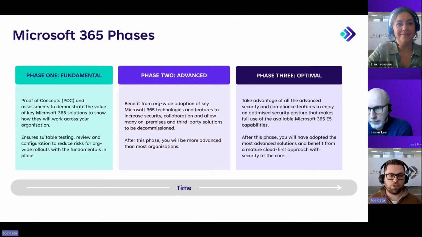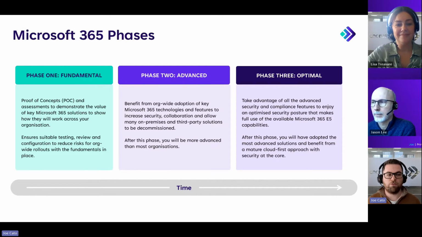So our approach to Microsoft 365 transition is split into 3 phases that you can see here. Customers transition from fundamental to optimal over time, and in doing so, increase the security, productivity, and compliance capabilities of the organization. It starts off with proof of concepts or POCs. POCs are great because they allow you to test, provide feedback on features on a small scale, and don't represent a significant cost to deliver. This all reduces risk and avoids a big bang approach.